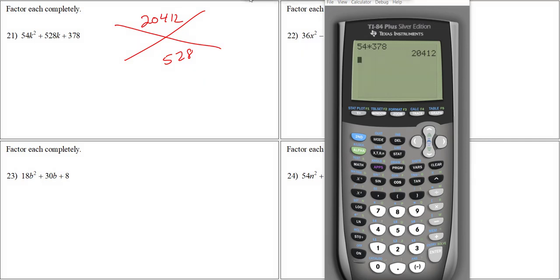Then what you are going to do is you are going to hit y equals. You're going to type the top number in, 20,412. Then you are going to divide by x. X is up here underneath the mode. Okay, divide by x, hit enter. I then am going to go to the table. I'm going to hit second, and then I'm going to hit graph, and that blue kind of key pops up. All right, now I need numbers that multiply to the top and add to the bottom.